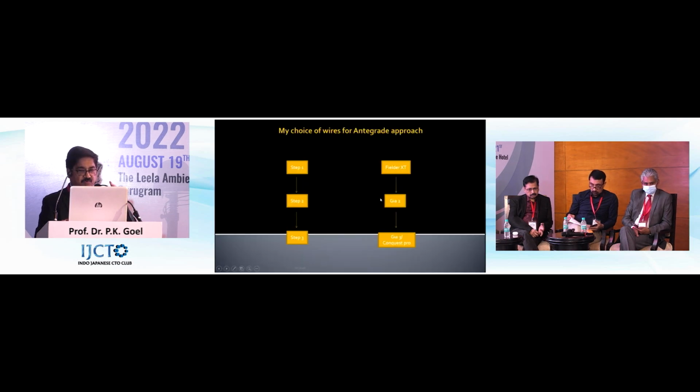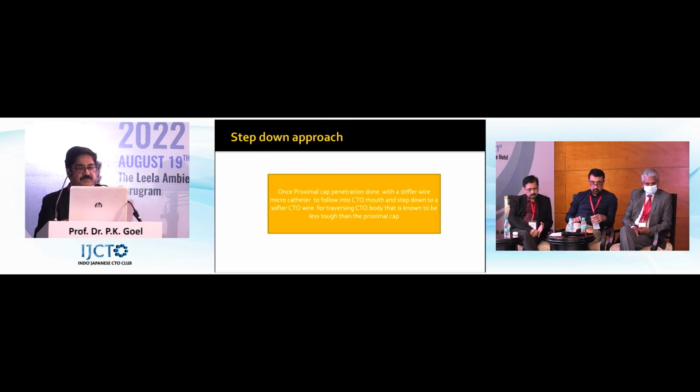My choice of wires for antegrade approach, usually step 1 is an XT type, Fielder XT, second is a Gaia 2, and third is a Gaia 3 or Conquest, depending on what wires are available as of today. In the step-down approach, once a proximal cap penetration is done with a stiffer wire, then you step it down, because usually you have to understand the CTO as a proximal cap, body, and distal cap. So proximal cap is tough, body is easier to travel, and then you get subintimal at the distal cap.